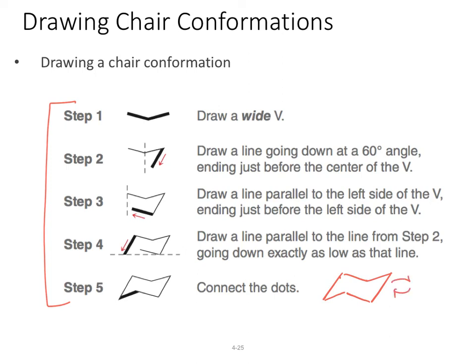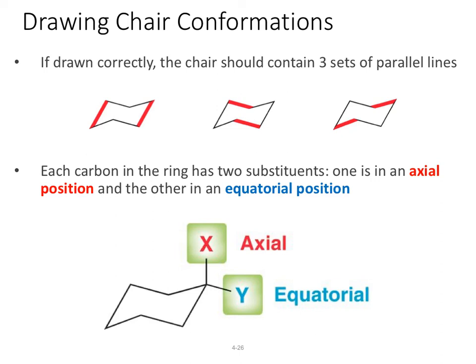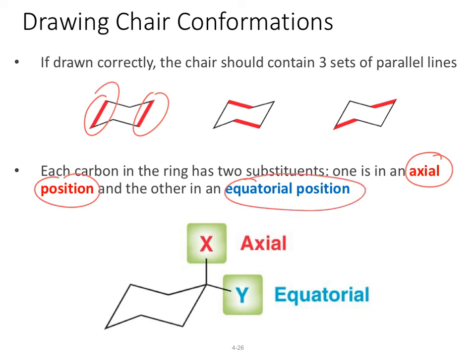And then if you do the flip, you would draw a different chair conformation. So you would start with the V, but then you would draw this line first, followed by this line, followed by that line to finish the chair. So one chair is going to kind of be pointed in that direction, and the other chair will be kind of pointed in the other direction. So if drawn correctly, the chair should contain 3 sets of parallel lines shown in red here. And each carbon in the ring has 2 substituents. One is in the axial position and the other is in the equatorial position.